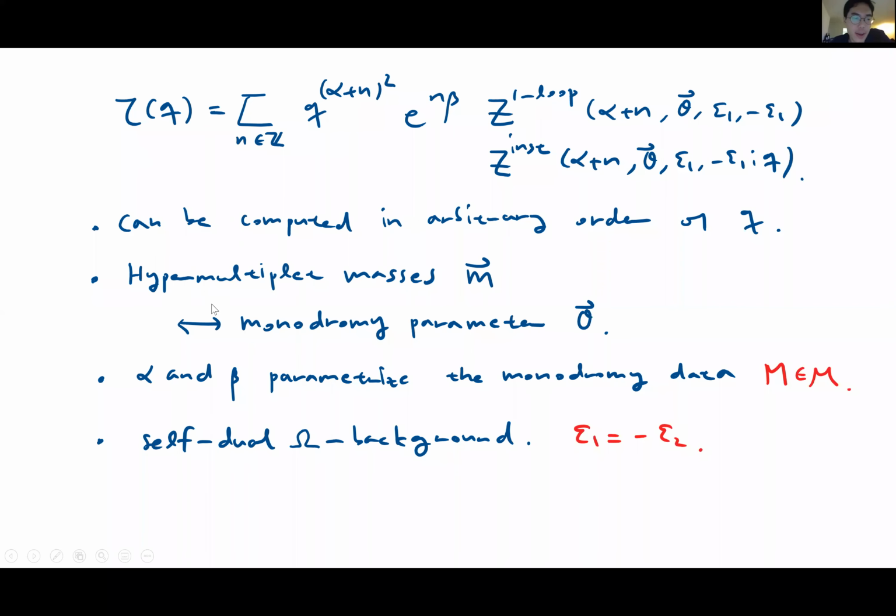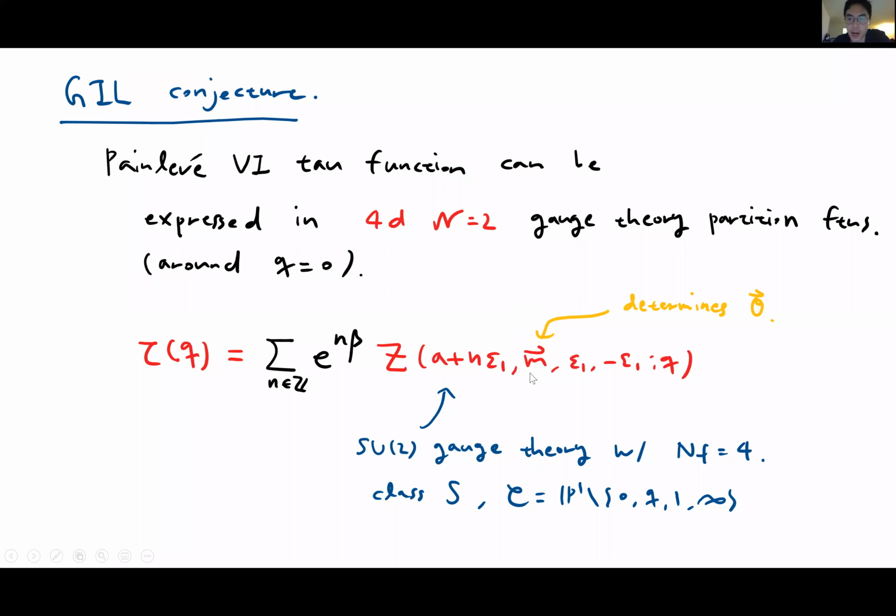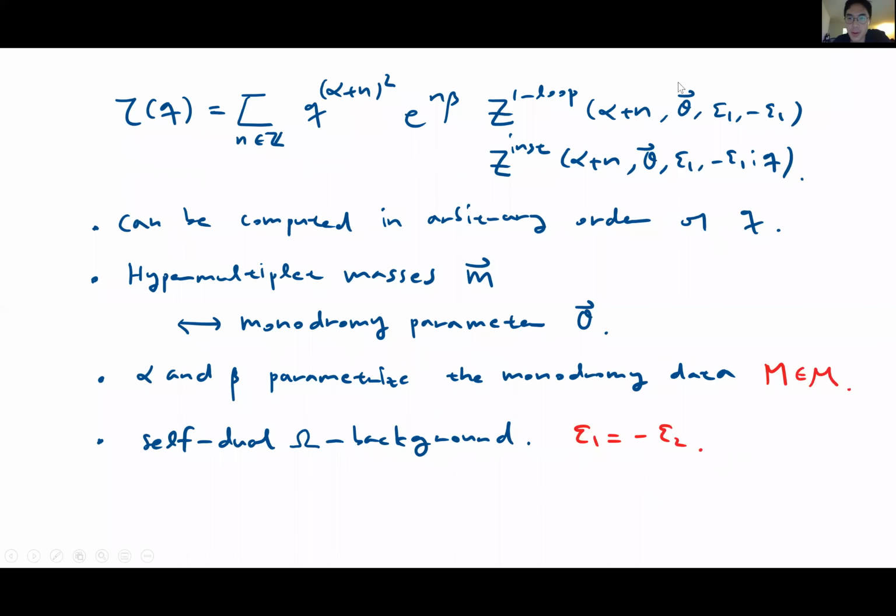Second thing is that the hypermultiplet masses m, I didn't write them here, but in the previous slide, these are hypermultiplet masses. They determine the theta parameters that we have seen in the first slide.